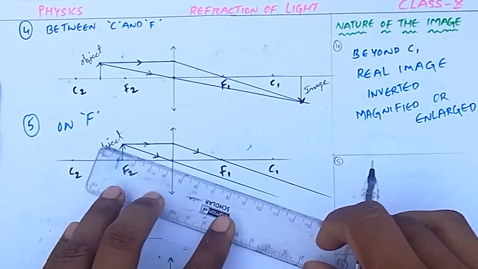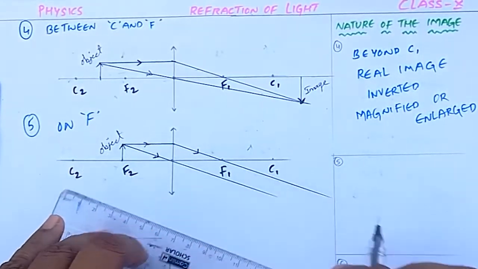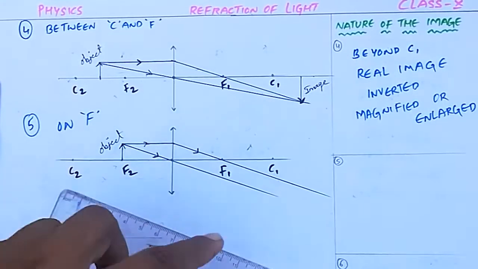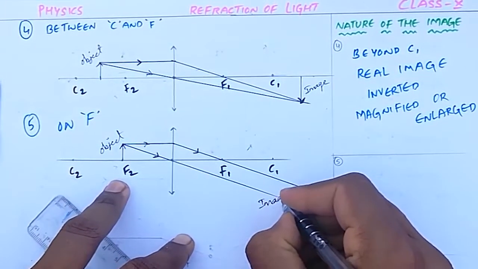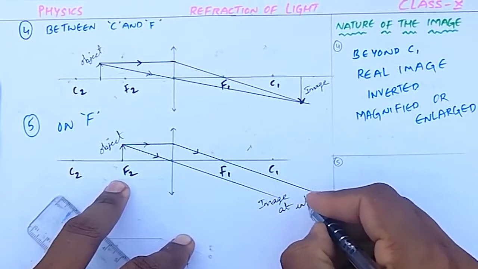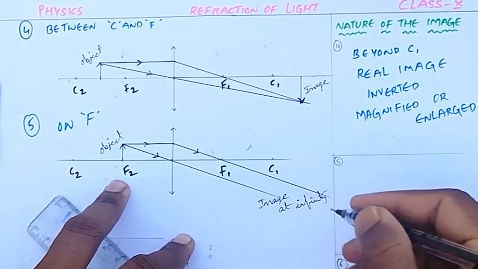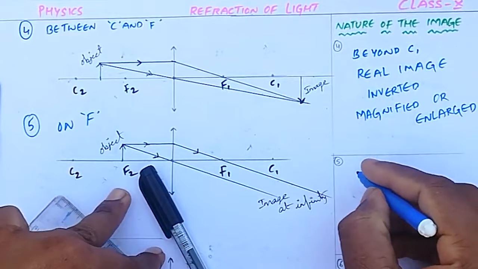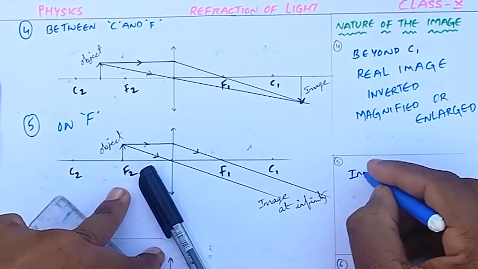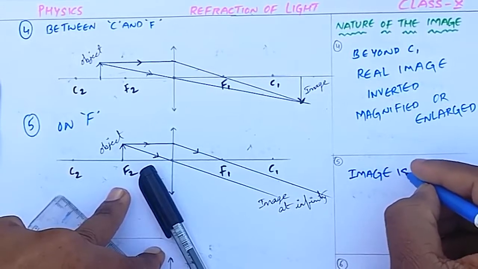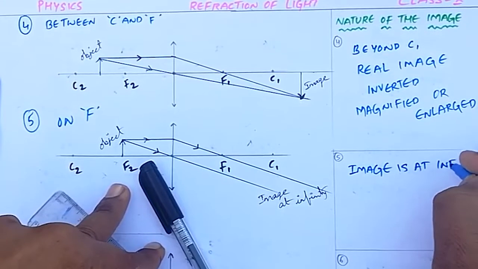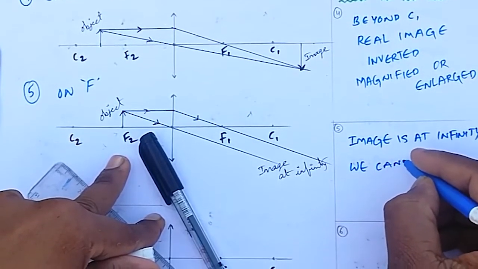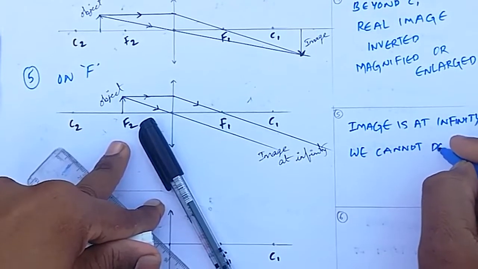These rays, if you see, are parallel rays, so we can't determine the image formation. So we say the image is at infinity. If it is at the infinity position, we cannot decide the size and the nature. So image formation is at infinity, and we cannot decide its size or its nature.